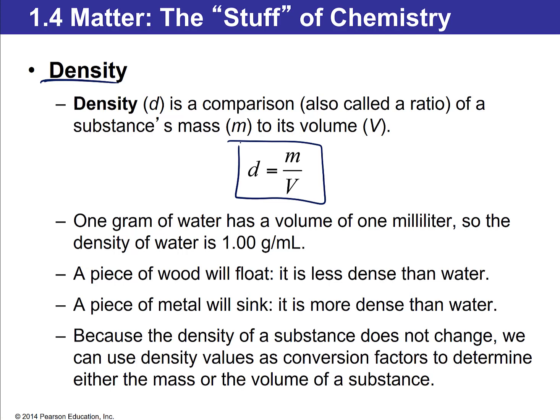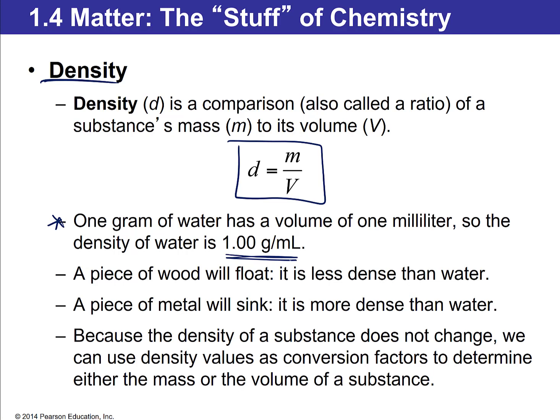So when trying to determine definitions, they found that if they took 1 gram of water and it has a volume of 1 milliliter, then 1 gram per 1 milliliter gives water a density that became kind of a standard value. So water has a density of 1.00. Anything that's less dense than water, if it doesn't dissolve in water, what is it going to do? If it's less dense, it's going to float.